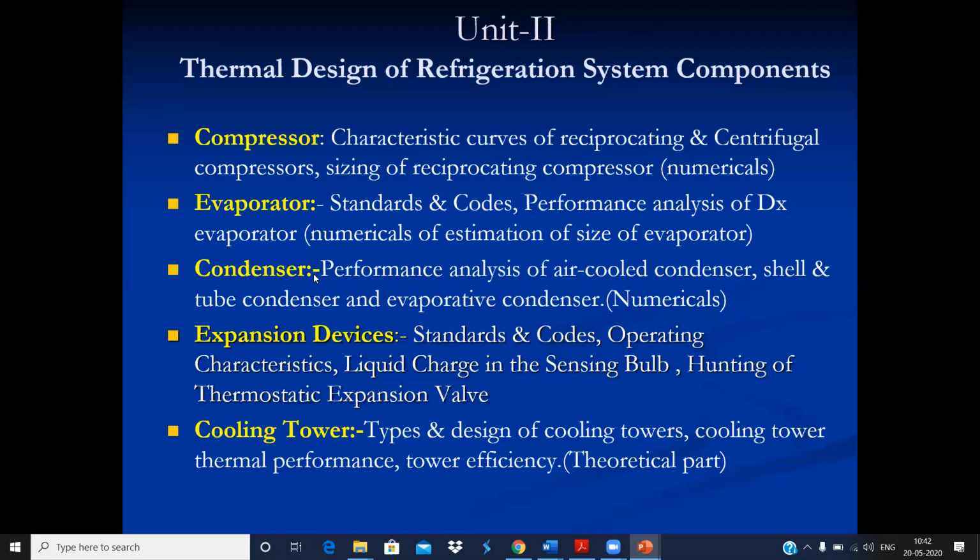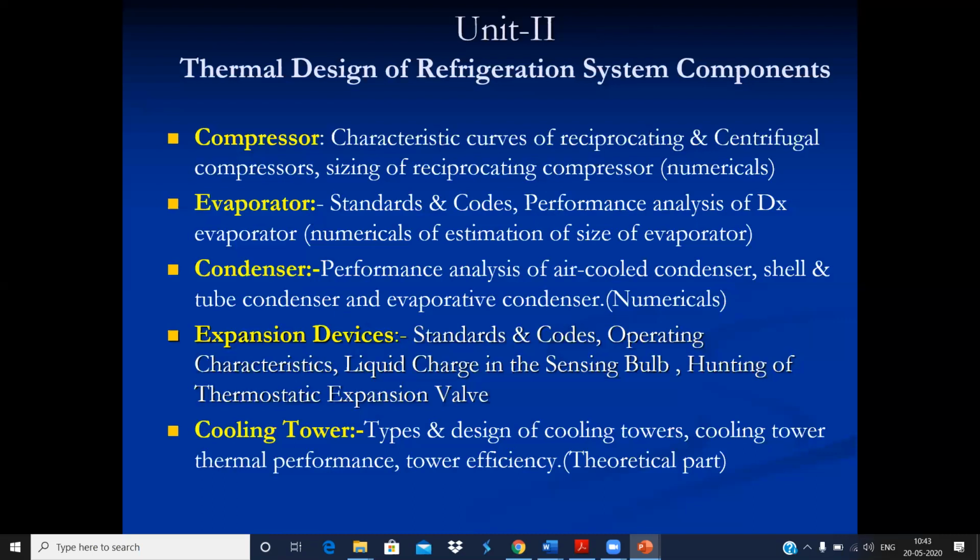So here we mainly focus on only the numerical part. Expansion devices mainly focuses on the thermostatic expansion valve, its construction, working, its operating characteristics, and how charging of the sensing bulb is done, and the different practical aspects of the thermostatic expansion valve, because the setting of the thermostatic expansion valve in practice is really a tedious work.